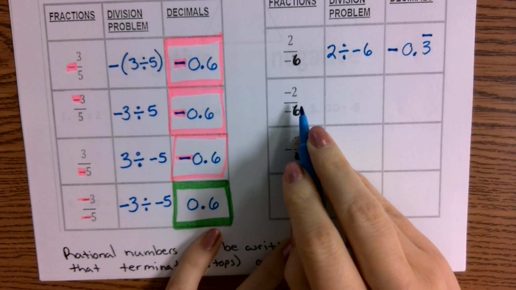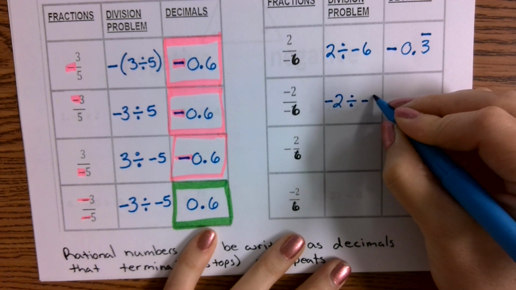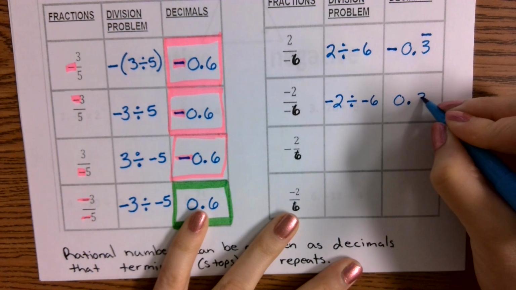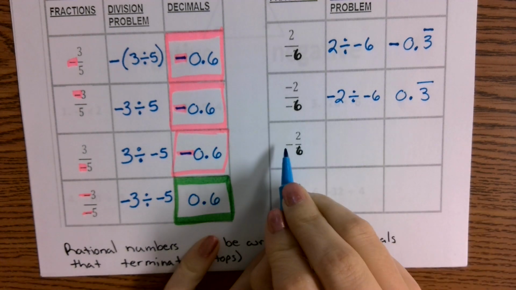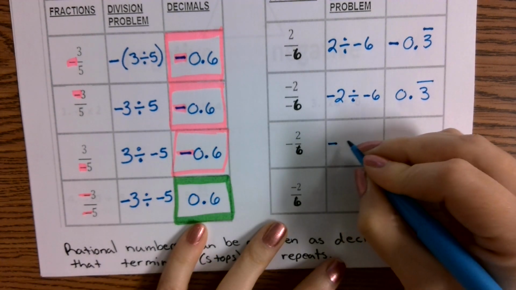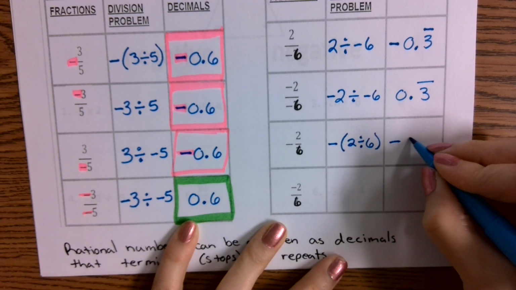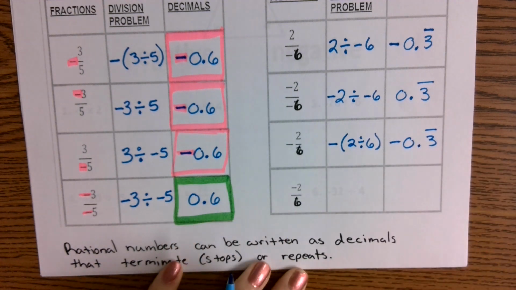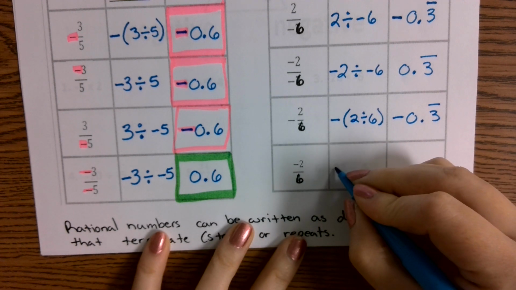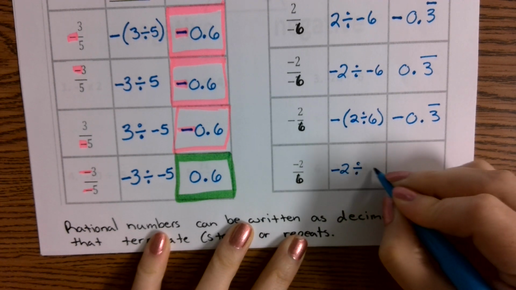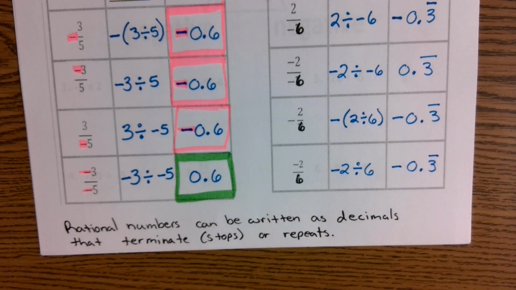For the second one, negative 2 over negative 6, we would do negative 2 divided by negative 6. That would come out to 0.3 repeated, so bar notation over top. Negative 2 over 6 means you have a negative sign, parentheses 2 divided by 6, and that comes out to negative 0.3, bar notation on the 3, because it repeats. And then negative 2 over 6 means you do negative 2 divided by 6, and you again get negative 0.3, and the bar notation 3 is going to repeat.